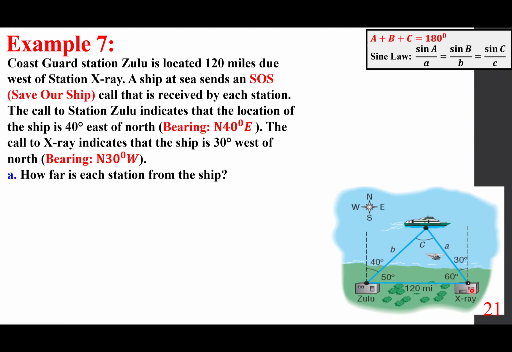The call to X-ray indicates that the ship is 30 degrees west of north, meaning the bearing is north 30 degrees west. So if that is 30 degrees, 90 minus 30 makes this one 60. So we have this one, we have this one. Obviously, we can figure this out. So bearing is north 30 degrees west.